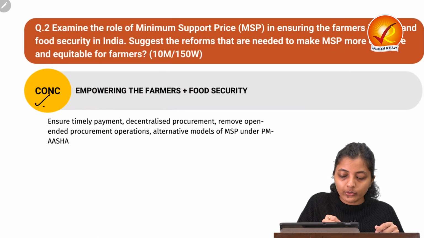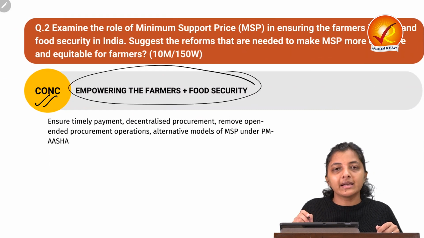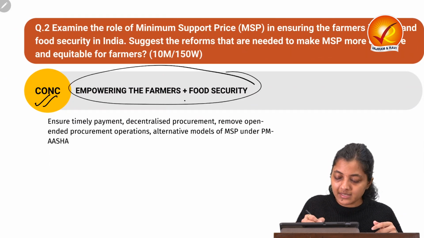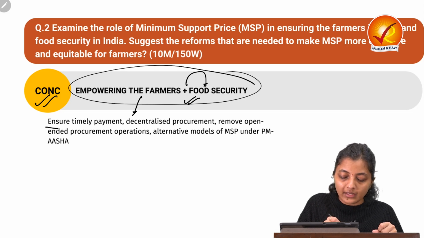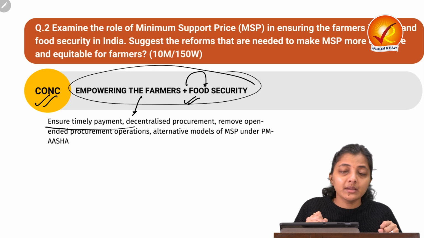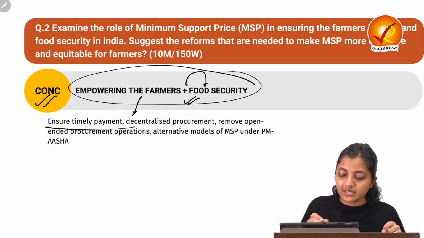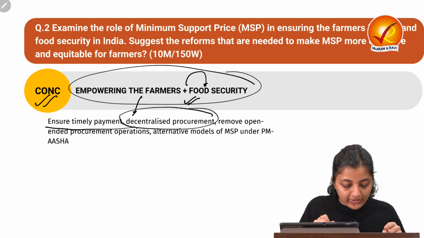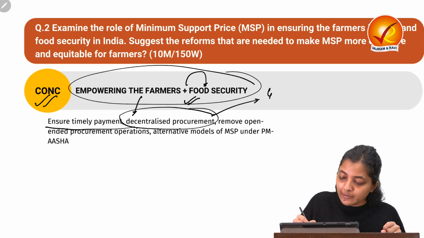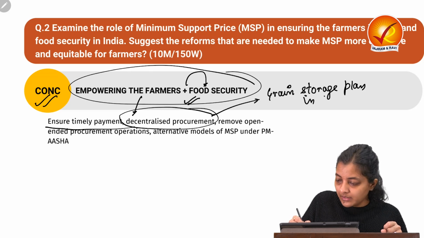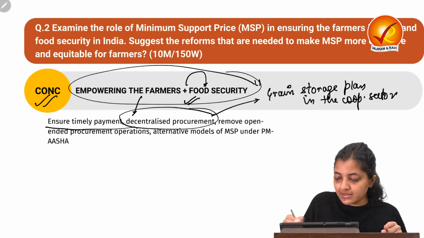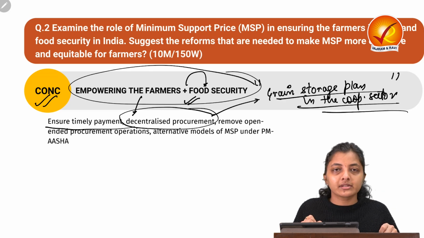Okay, moving on to the conclusion, what we can write? We can write that we need to empower our farmers and also to ensure the food security. What we can do? We can ensure the timely payment for this MSP to the farmers. We need to promote the decentralized procurement, and for that government has come up with the great grain storage plan in the cooperative sector. So do read about this, what is grain storage plan in the cooperative sector.